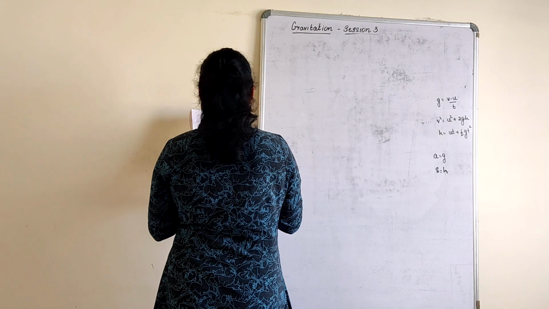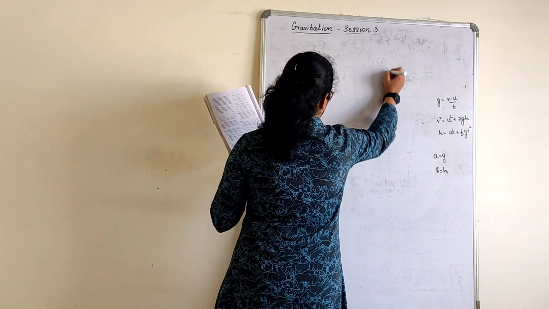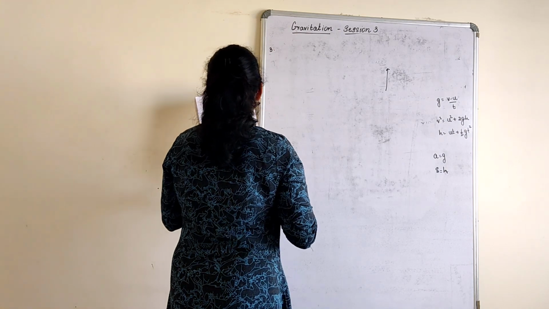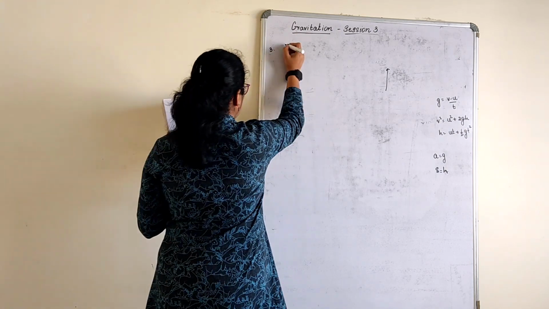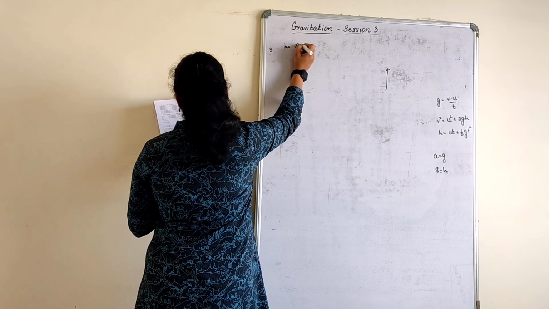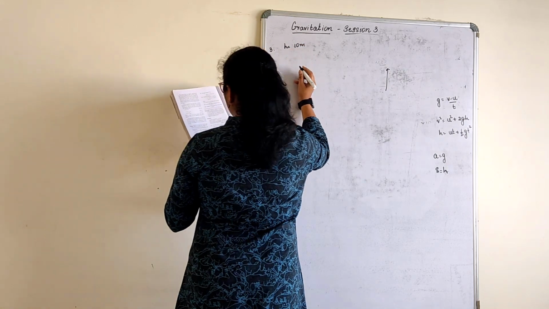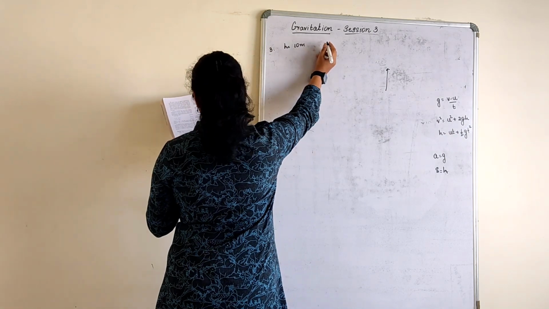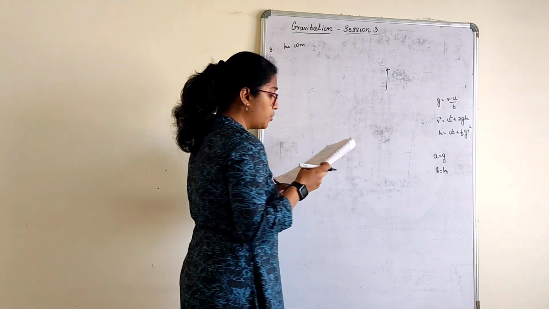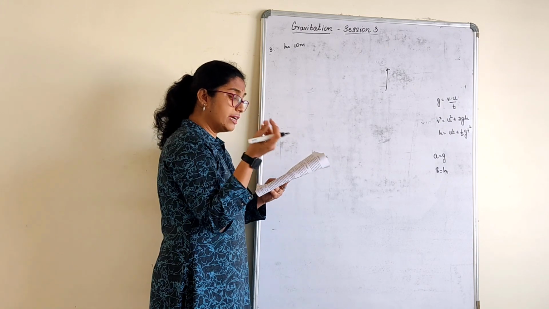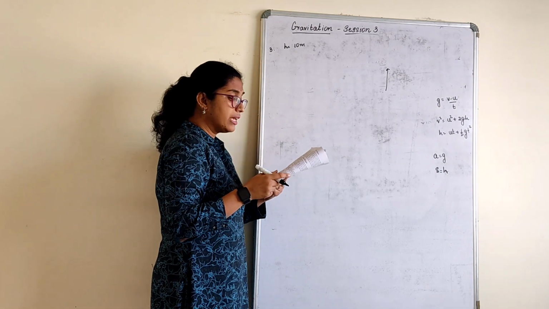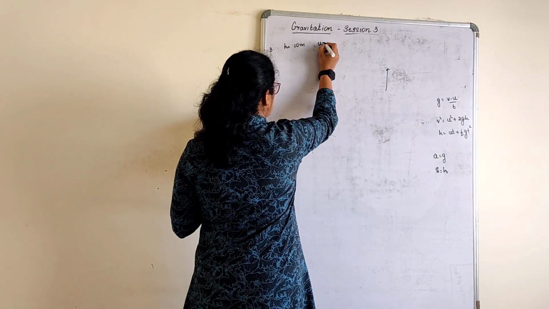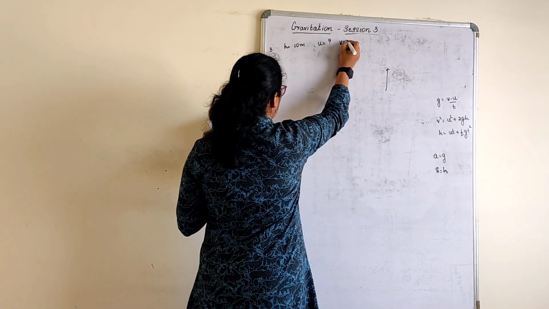An object is thrown vertically upwards, third one, and rises to a height of 10 meters. h is equal to 10 meters. Calculate the velocity with which the object was thrown. So an object was thrown upwards, it rose to a height of 10 meters. u is equal to question mark and v is equal to 0.